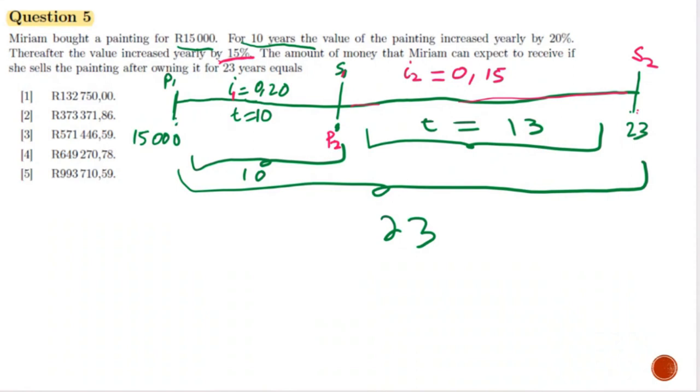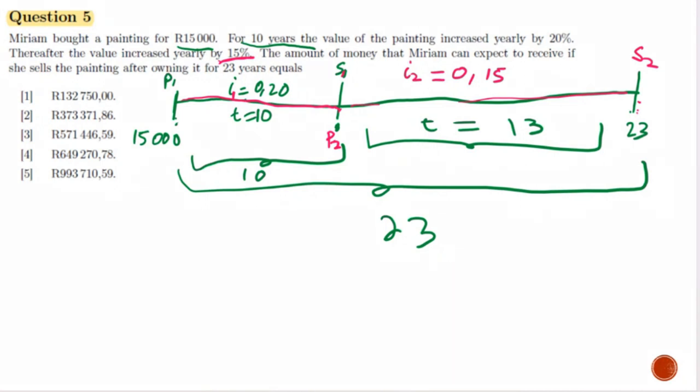Now I need to break down my calculation. From the first period, I get the accumulated amount, and whatever accumulated amount I have here, I am going to use as the present value from this time until the end. So I'll be having two calculations. Now I've asked you a question: are we going to use a simple interest formula or a compound interest formula?